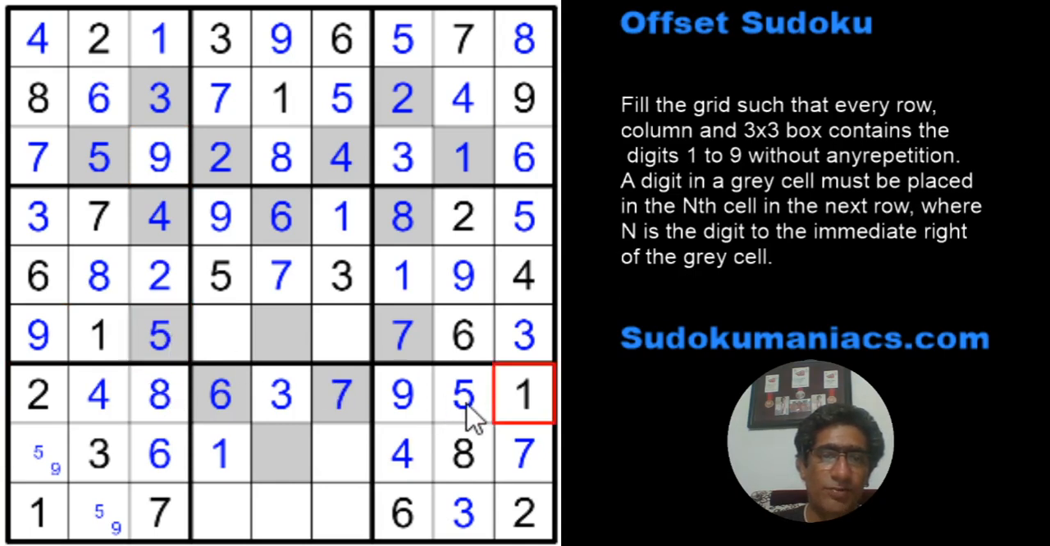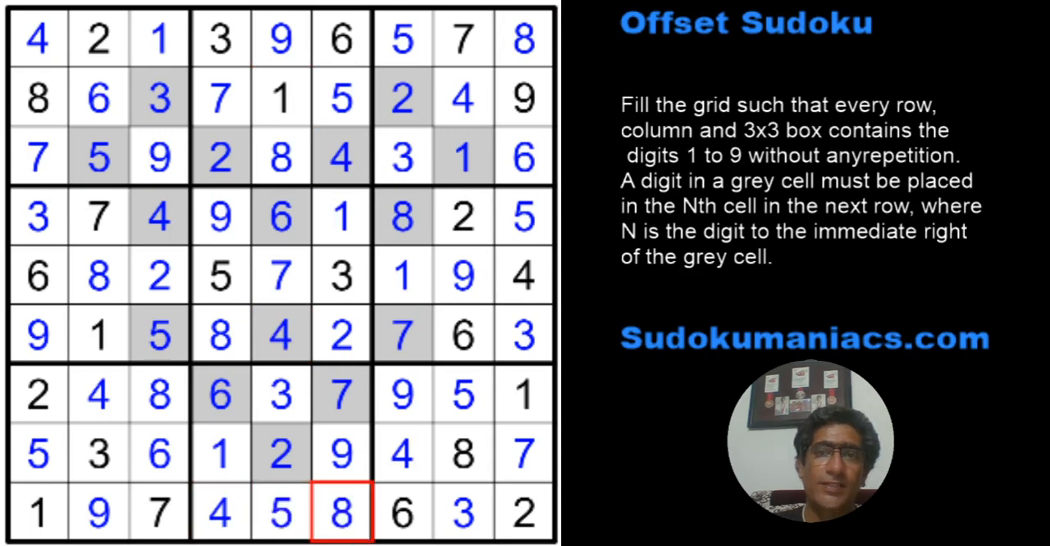5 of the next row is in the 8th cell, so I get my 8 here. Classic rules, 4 cannot be here. This is a 4 and a 2, which satisfies because the 4 is in the 2nd place. So this is a 5, this becomes a 9. So this is a 2 and a 9 to wrap up the row, and we already have a 9 here. So this is a 4, 5, and an 8.